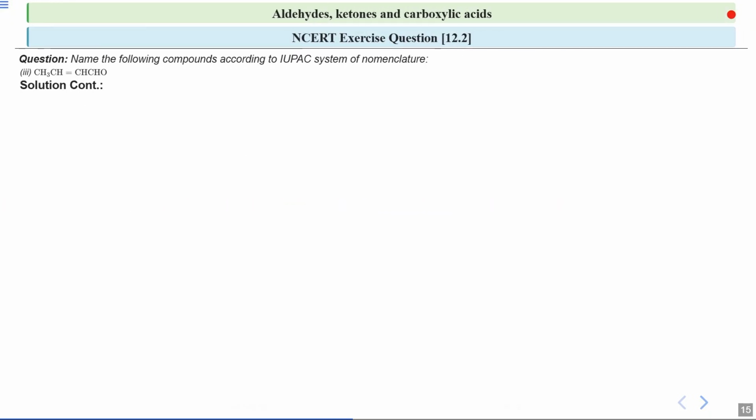Now first we will see the longest carbon chain. This is my longest carbon chain, and I will do numbering in such a way that this functional group gets the least number. So this will be 1, 2, 3, 4. Now first we will see the secondary prefix. There is no secondary prefix over here, because there is no substituent group attached to this main carbon chain. Next we have the primary prefix. There is also no primary prefix because this is an acyclic compound.